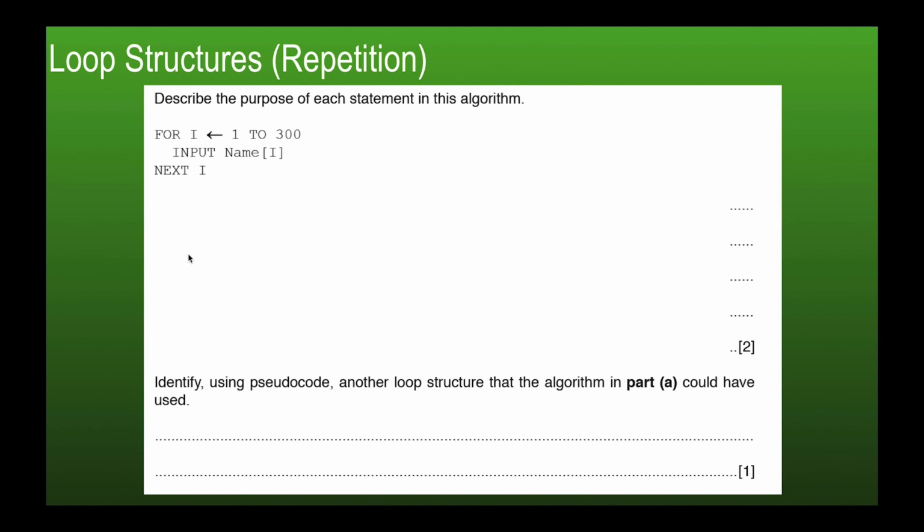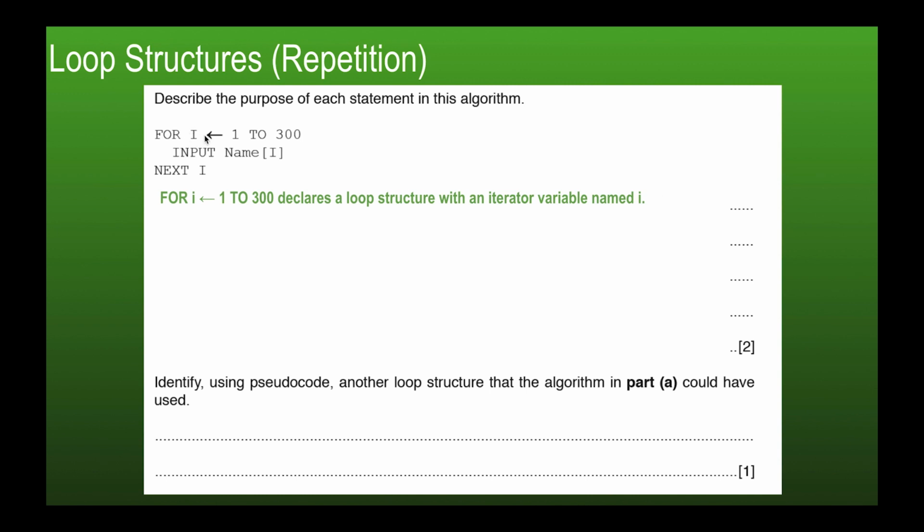So a for loop is a loop which will run for a set number of iterations. This one is specifically going to run 300 times, from 1 to 300. On this first line, for I 1 to 300, it declares this loop structure and creates an iterator called I, or a counter. You could call this a counter or an iterator.